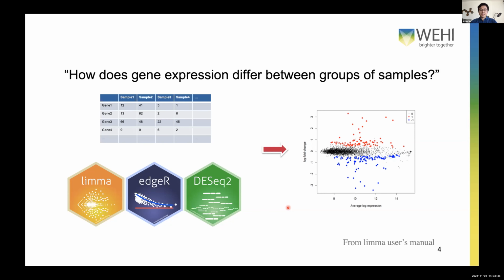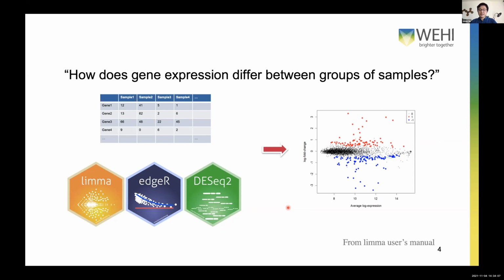And to do this, we can use a variety of methods available on Bioconductor. So if we have a gene count matrix, then we can use limma, edgeR, or DESeq. And those will tell us among the tens of thousands of genes that we have profiled using RNA-seq, which of those are differentially expressed between our samples or between our groups of samples.